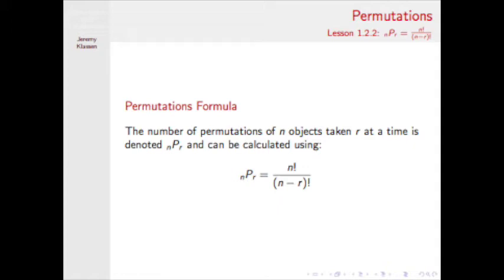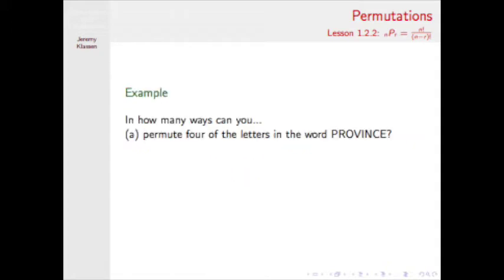Now what we're going to do is focus our attention on a problem where we're permuting r out of n objects. And the notation we use is nPr, and we interpret that to mean n factorial divided by (n minus r) factorial. Well, the easiest way to illustrate how this works is to just do a question here. So let's take a look.